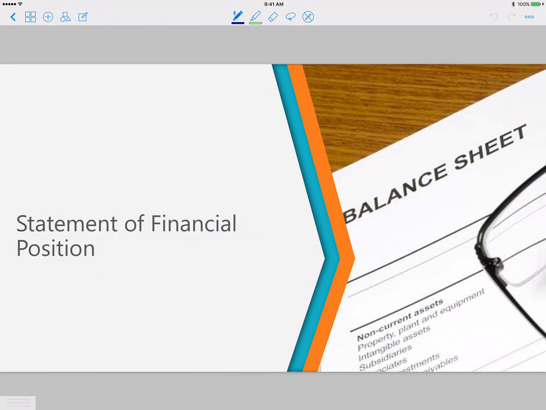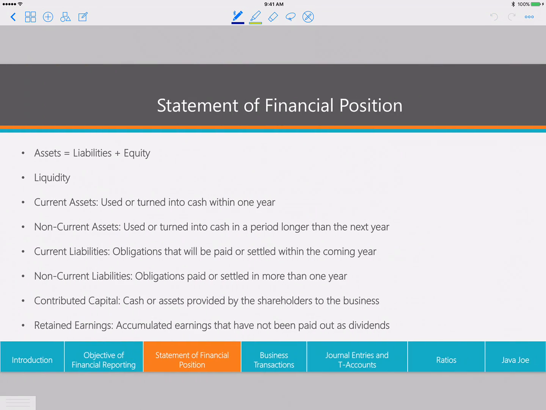So let's start talking about the statement of financial position, our balance sheet. So, as we discussed in the previous lecture, the statement of financial position is built from your assets. And remember, an asset is what the company owns, and it is equal to the sources of financing. Liabilities, what we owe, and equity, what the owners have as their stake, their investment in the company. An important term to know for this chapter is liquidity. And liquidity is the ease with which an asset can be turned into cash. So how easily can it be turned into cash?